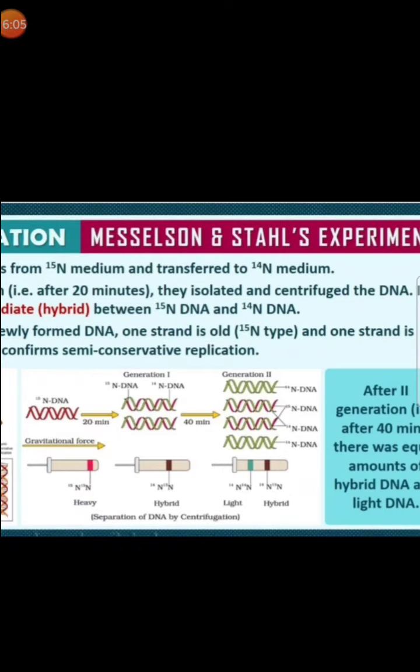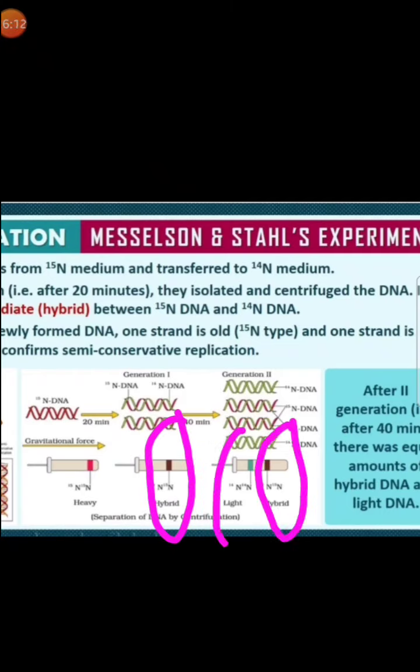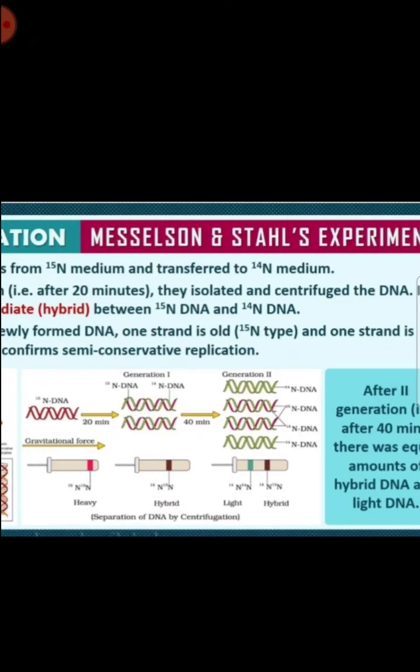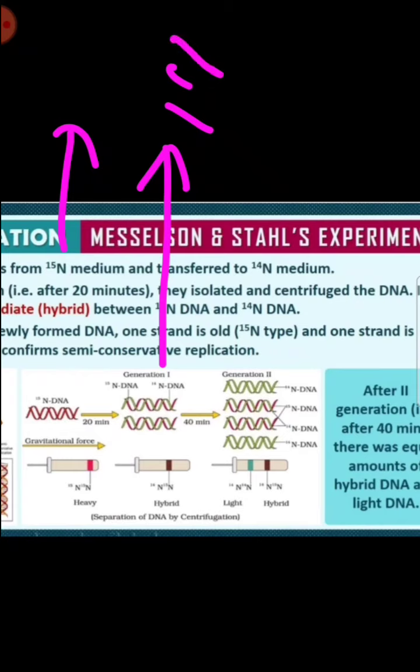Okay, in the first generation you got hybrid, and in the second generation you got hybrid and light. You are not getting this heavy strand. So this proves that it is the semi-conservative method. That means from the parental generation, for example, this is the father, this is the first generation and again this is the second generation, right?